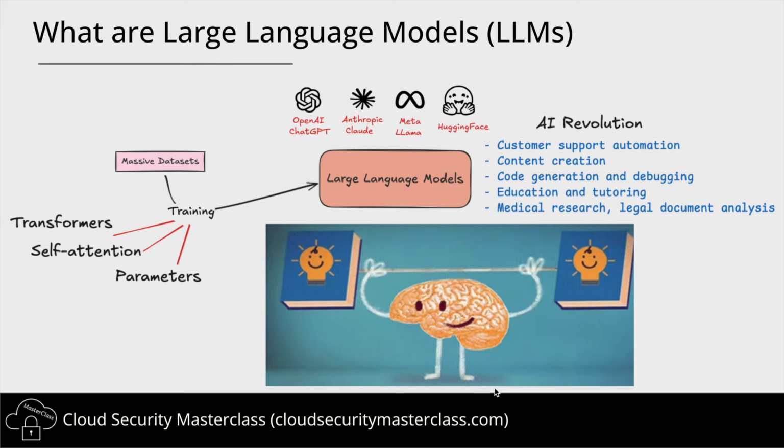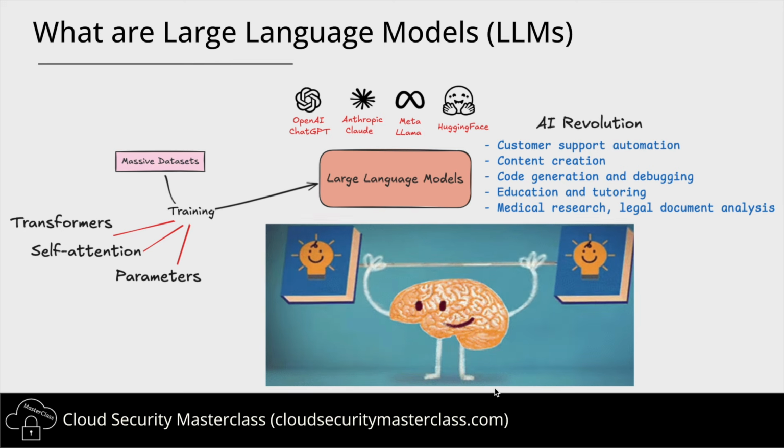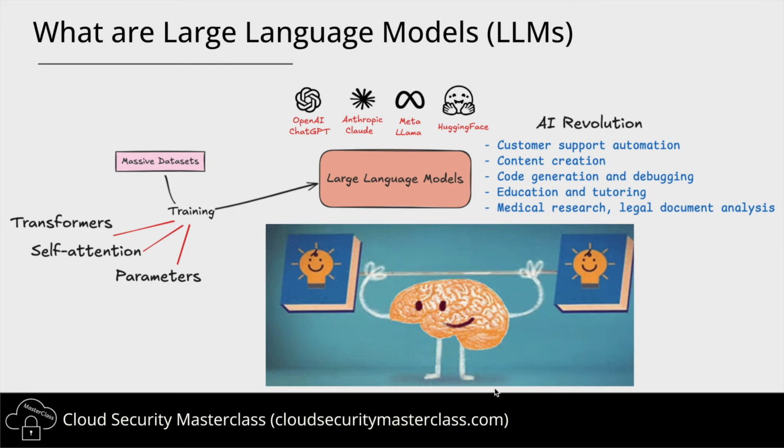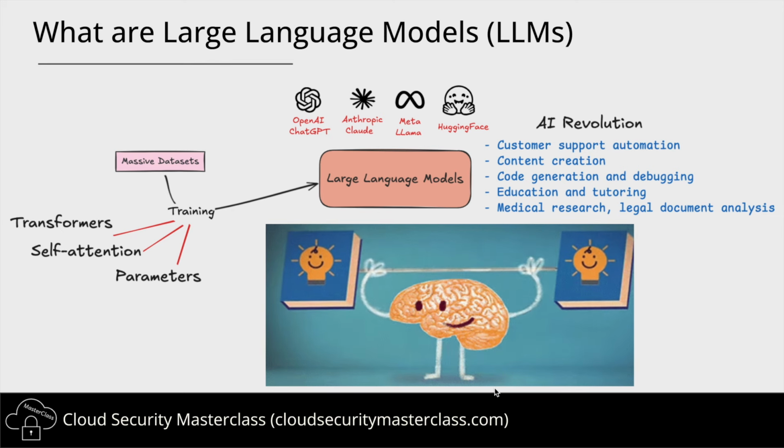Think of it this way: LLMs function almost like a super intelligent brain. They don't just process enormous amounts of information, they can also generate responses that feel remarkably human like. And this is what makes LLMs such a game changer for AI.